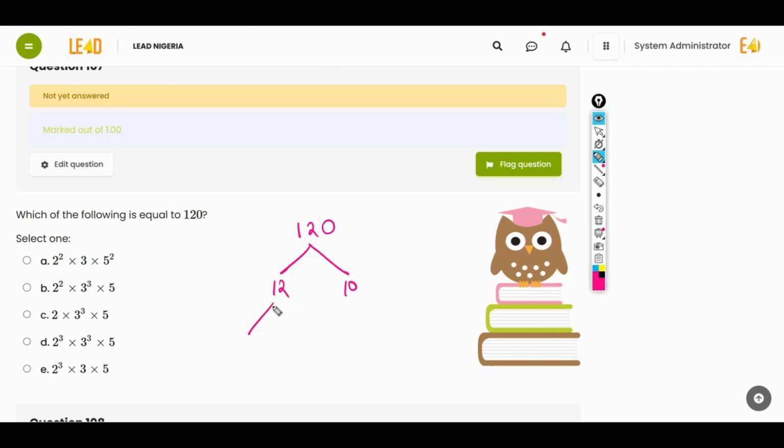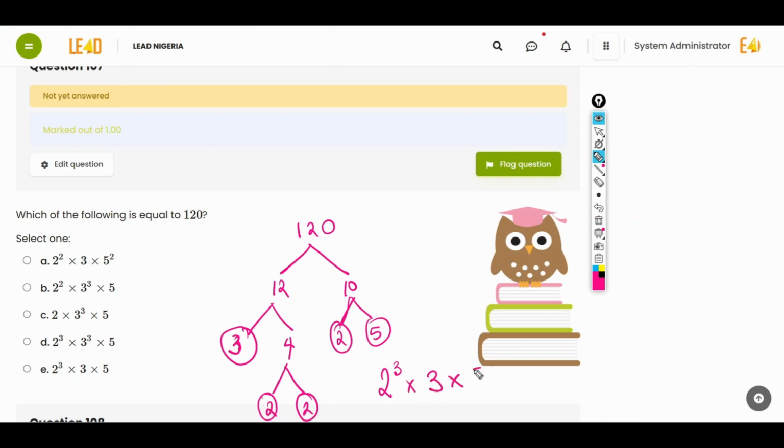Then we can break 12 into 3 times 4. And then 4 into 2 times 2. We circle them when they become prime numbers. 10 can be broken into 2 times 5. All right, so we're done. If you look at what we have circled here, we have 2 raised to the power of 3, because we have 2 in 3 places, then times 3 times 5. 2 raised to the power of 3 times 3 times 5. That is option E.